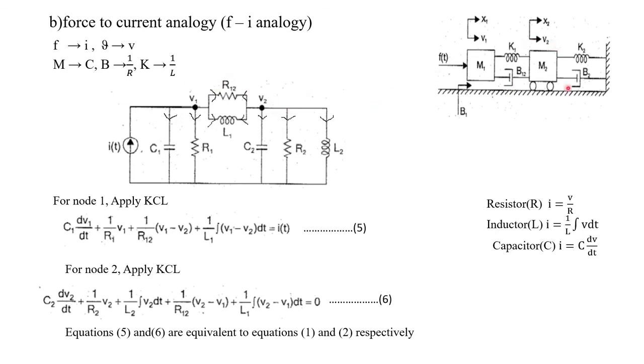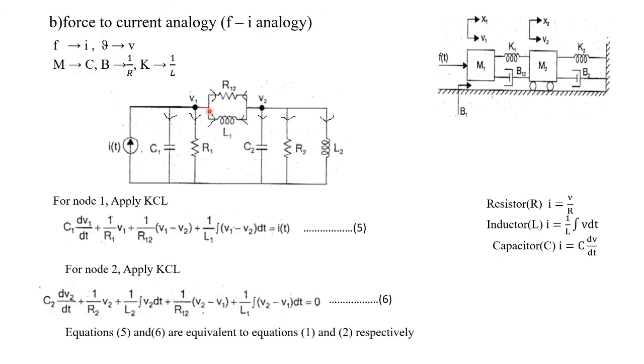So for this mechanical translational system using force to current analogy, we are getting the electrical equivalent circuit like this. Now here we are going to apply Kirchhoff's current law because this is a current analogy, force to current analogy. At each node we are going to apply Kirchhoff's current law. For this node 1, we have to assume the direction of current. Already we have one current direction that is towards the node. All the remaining currents, we have to consider as away from the node. Always consider the direction of current as away from the node.